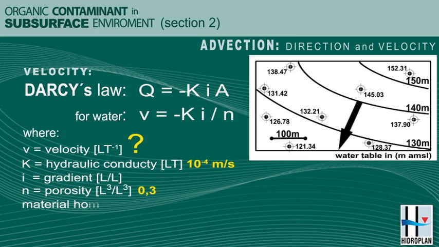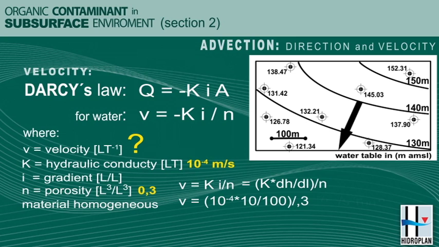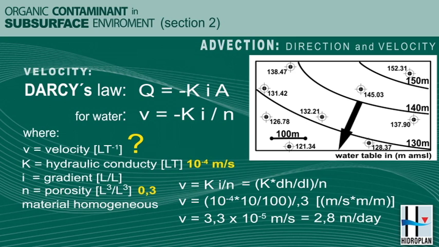Assuming the material is homogeneous, we can use Darcy's law. So the velocity of the water is equal to hydraulic conductivity times the gradient, but importantly, divided by the porosity. So let's plug our values into that equation and see what the groundwater velocity is. So in the next line, we've plugged those values in. We do the calculation, and we see that the groundwater is moving 2.8 meters per day.